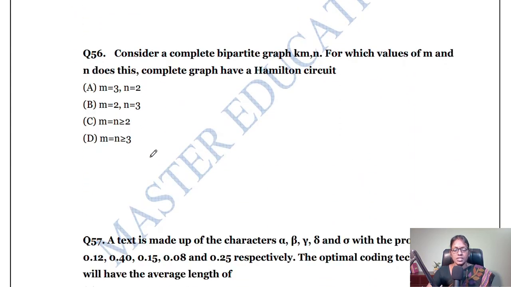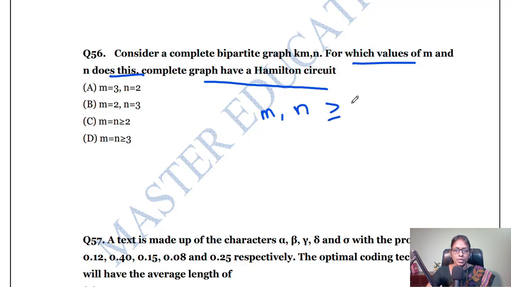The next question is: consider a complete bipartite graph K(M,N). For which values of M and N does this complete graph have a Hamiltonian circuit? For this, M and N should be greater than or equal to 2. Okay, then only can you form the complete bipartite graph.